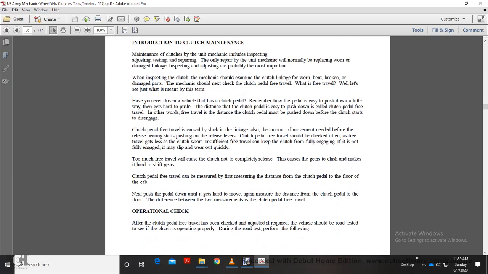Introduction to clutch maintenance. Maintenance of the clutch for the unit mechanic includes inspecting, adjusting, testing, and repairing. The only repair the unit mechanic will normally do is replacing worn and damaged linkage. Inspection and adjusting will probably be the most important. When inspecting the clutch, the mechanic should examine the clutch linkage for worn, bent, broken, or damaged parts. The mechanic should also check the clutch pedal free travel, so let's see what is meant by the term.